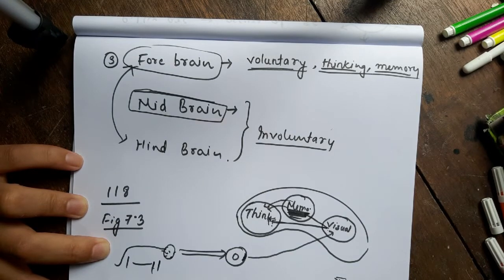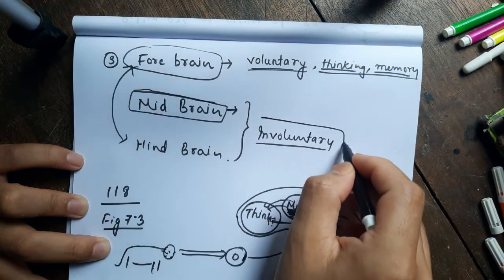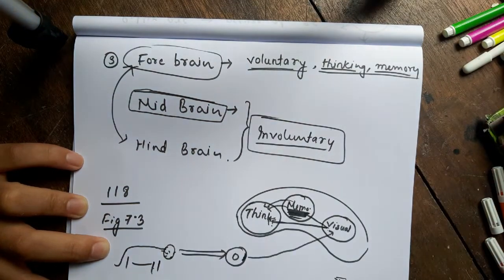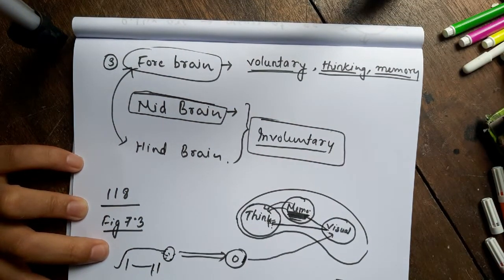You can never fall down knowingly because the cerebellum is controlling your balancing, and the cerebellum controls an involuntary action. Balancing is involuntary. You want to fall down, but you cannot fall down. If you try to fall down, your hands will automatically adjust the balancing. So this is what involuntary means. So let's go to the next part then.